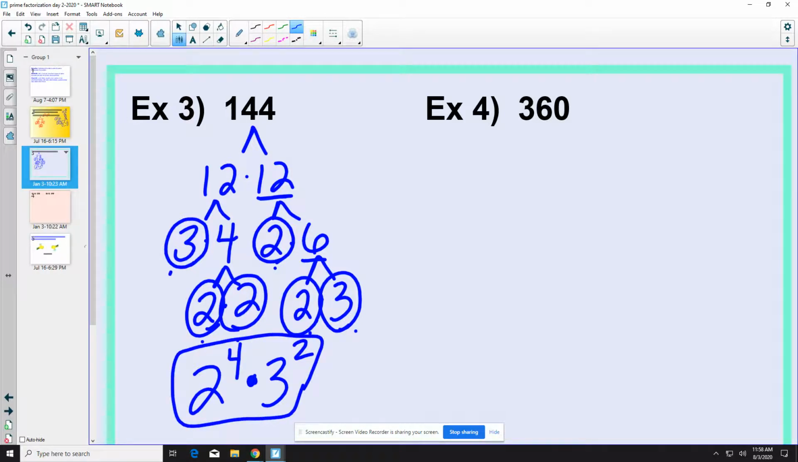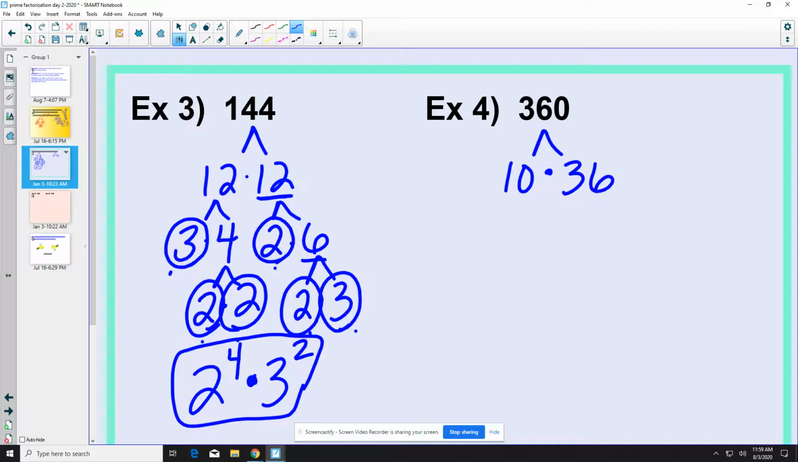Okay, let's look at 360. So in your notebook, write down example 4, 360. Okay, I'm noticing it ends in 0. That means 10 goes into it evenly. So I'm going to start with 10 times something. Now what I could do is cover up the last digit, the 0, and then I'll know it's 10 times 36. So 10 times 36 is 360.